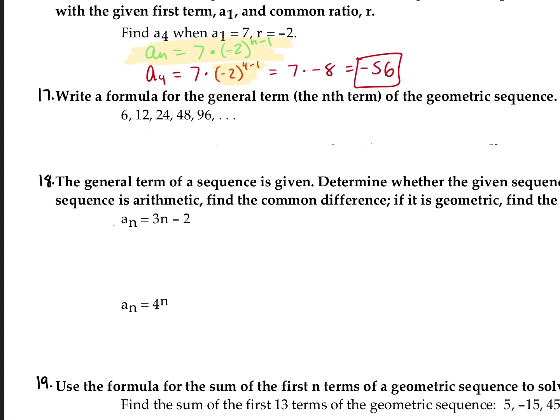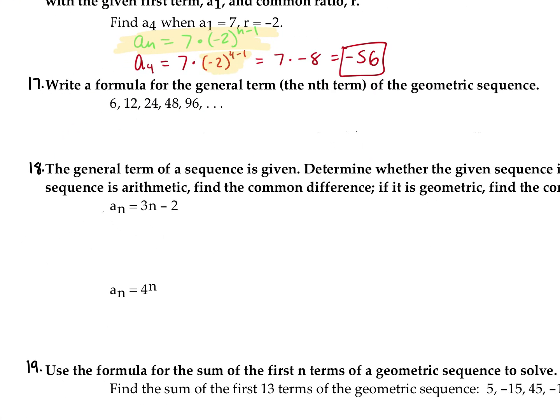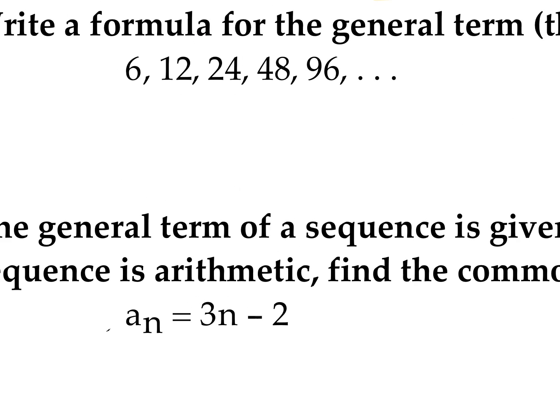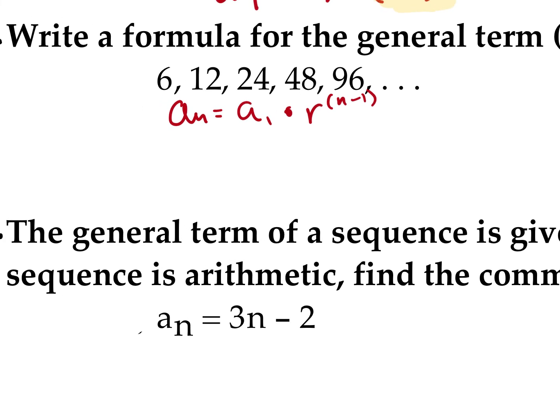All right, so 17, we have to write a formula for the general term, the nth term of the geometric sequence. So again, we need our formula, so that would be a sub n is equal to a sub 1 times the ratio to the power of n minus 1. So our first term is what? 6. How do we find our common ratio?